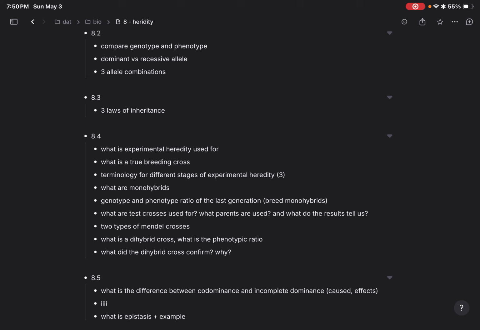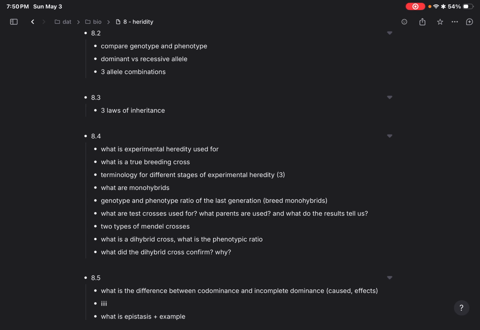What are the two types of Mendel crosses? You're going to have monohybrid crosses, which is talking about one gene. So you can have capital B, little b, just talking about eye color. And then you have dihybrid crosses, which is going to be big B, little b, big D, little d. We could say big A, little a controls hair color, and then big B, little b controls height or something like that.